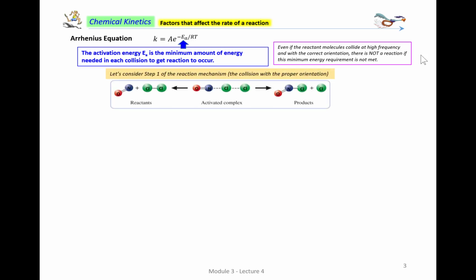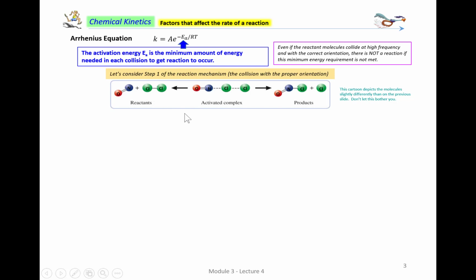So let's consider step one of the reaction mechanism of the reaction we just looked at, and this would be the collision with the proper orientation. Now, this cartoon actually depicts the molecule slightly differently than on the previous slide. It's the best one I could find, so don't let this bother you. We have an NO colliding with a chlorine with the proper orientation, so then an NO bond is, or excuse me, an NCl bond is formed in the product.